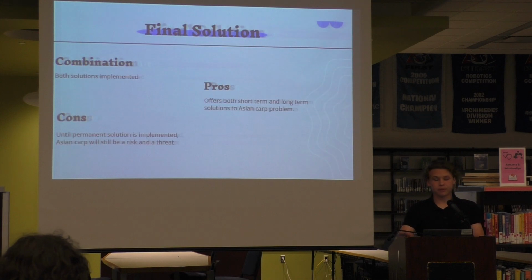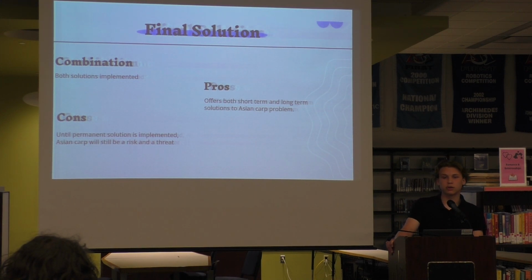So the final solution I suggest is a combination of both a short-term and long-term solution. It will allow for temporary alleviation in many local ecosystems, as well as curbing the risk to the Great Lakes, and it allows for a long-term solution to be developed. And some cons to this are that until there's a permanent solution, Asian carp will always pose a risk and a threat to the Great Lakes economy and ecological landscape.